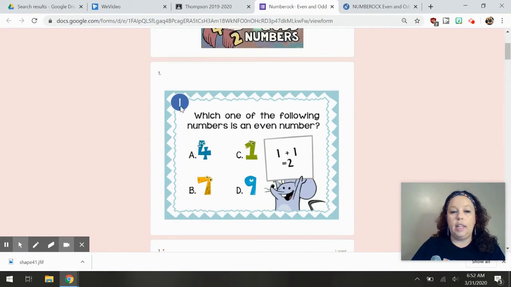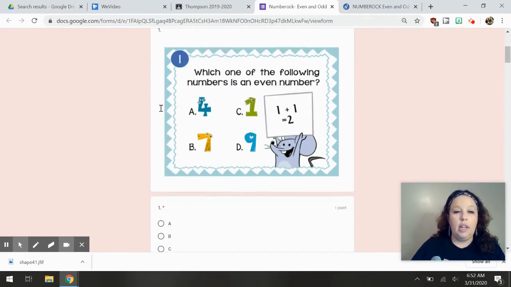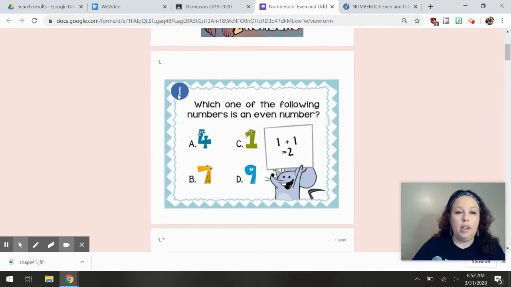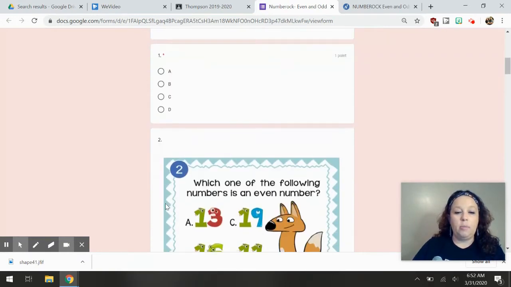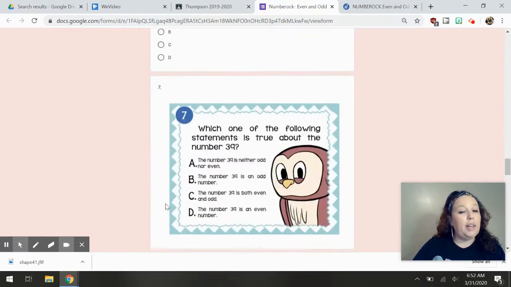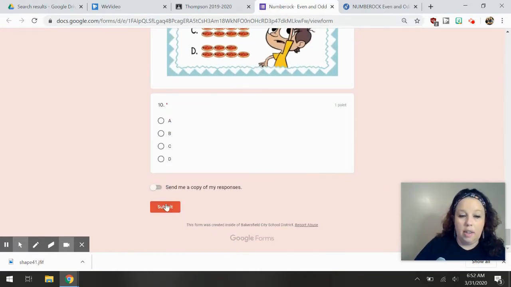And it says, like number 1 says, which one of the following numbers is an even number? 4, 1, 7, or 9. So A, B, C, or D. And then mark your answer here. So right here, it says number 1. Here's the question, and you mark the answer. And there's 10 questions today because you guys are pretty good at even and odd numbers. And then when you're done, click submit.